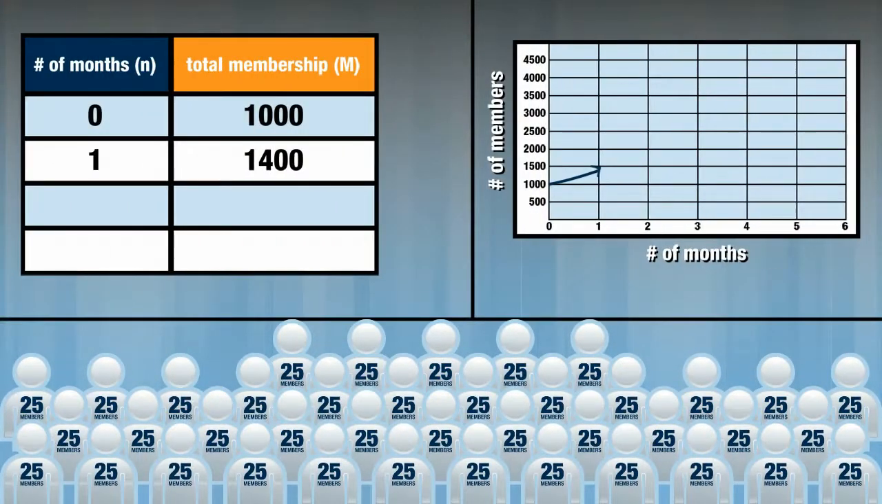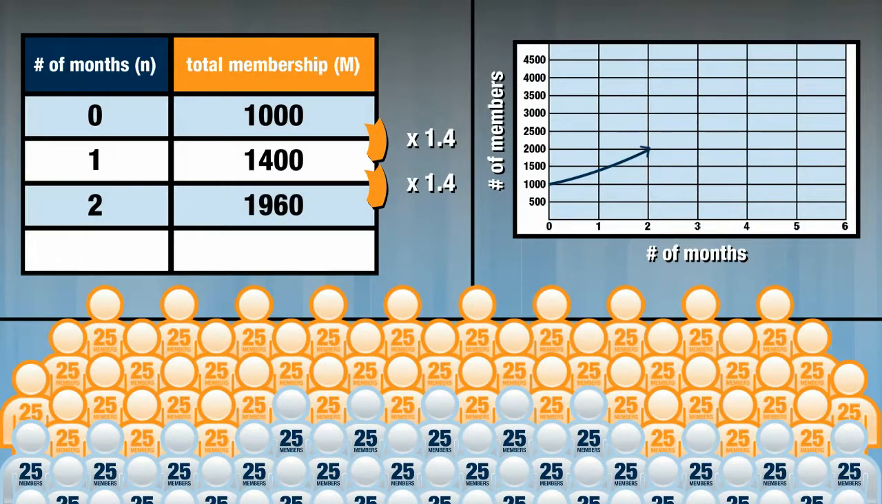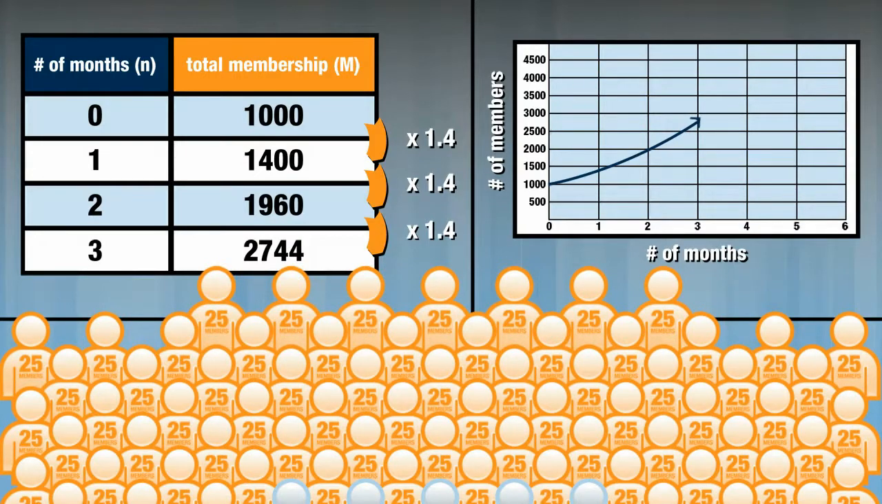Now let's look at the table and graph to estimate the number of members by the end of month 2. How can we use the growth factor of 1 and 4/10 to find month 2's membership? Well, we take the membership of month 1 and multiply it by the growth factor of 1 and 4/10 to get 1,960 members by the end of month 2. If we continue the process of multiplying our new month's membership by the growth factor, we predict 2,744 members by the end of month 3.